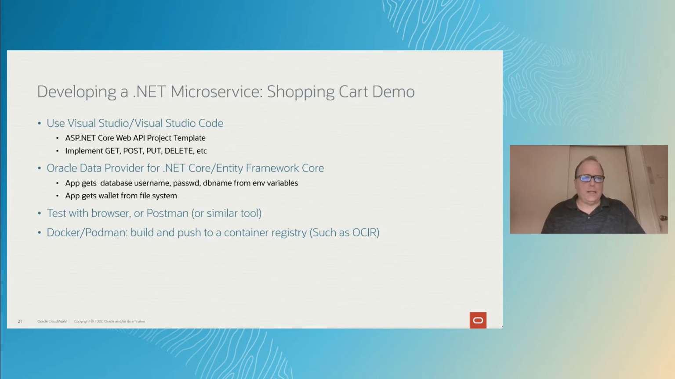The application will need the database username and password, so Kubernetes will handle that. We're going to have a secret that has the database username and password, and that is going to be automatically put into the environment of each container by Kubernetes. Similarly, the app is going to get the wallet from the file system, which is also handled by Kubernetes. It's put into the file system of each container that's spawned.